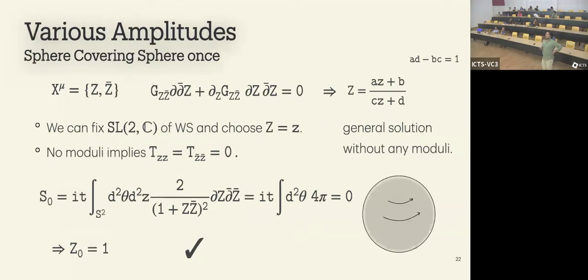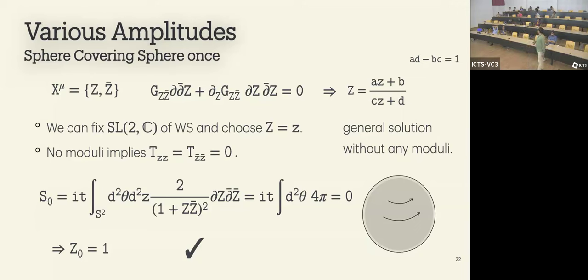I'll briefly tell you one or two examples. First example is sphere covering a sphere once. So you have target space sphere, and you have a worldsheet sphere, and let's say the worldsheet is covering the target space once. This is the simplest case. Take the coordinates as g, g bar. This is the equation of motion. The generic solution of this equation looks like az plus b over cz plus d. This is a generic solution.